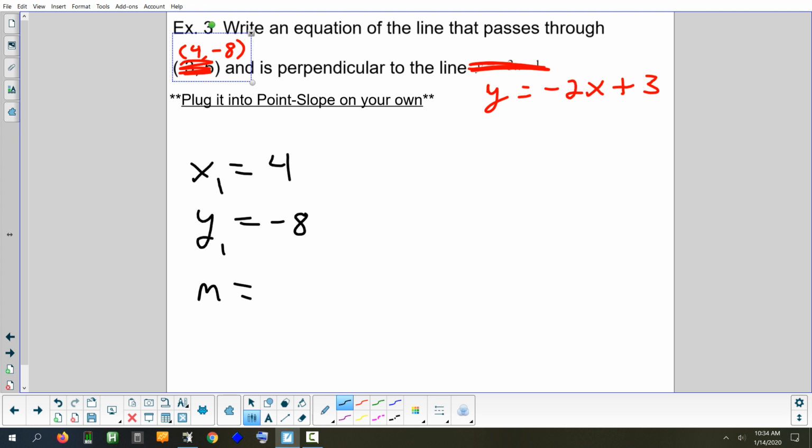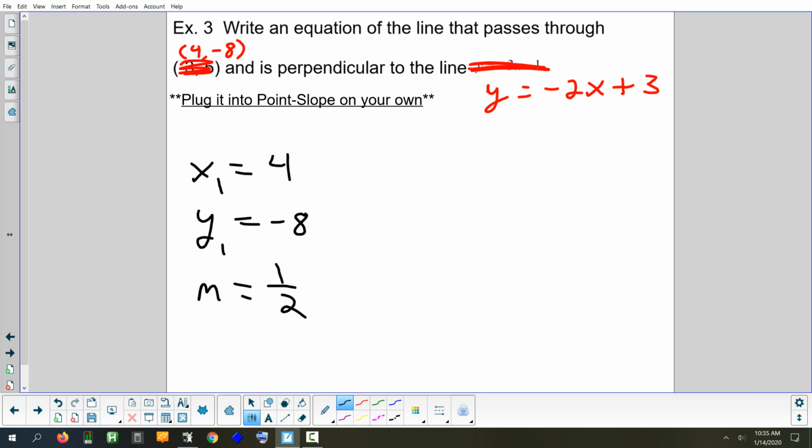Now, M. First of all, read the problem. Do they want parallel or perpendicular? Perpendicular, which means you don't just copy that number down and keep it the same. What do you have to do with the -2? Opposite reciprocal. What's the opposite reciprocal of -2? 1/2. Now, you might think, oh geez, now I got a fraction, that's going to be hard. I made this problem so you're not going to have a fraction that's hard to work with.